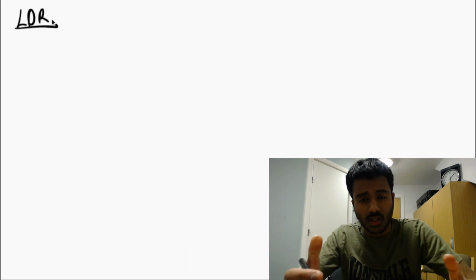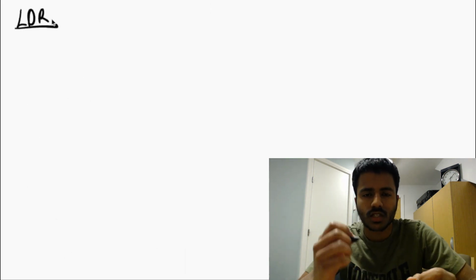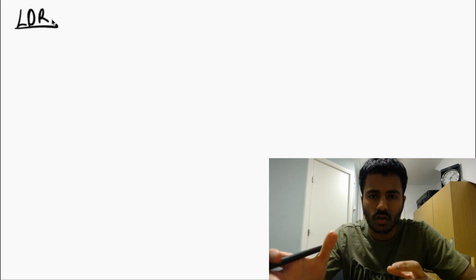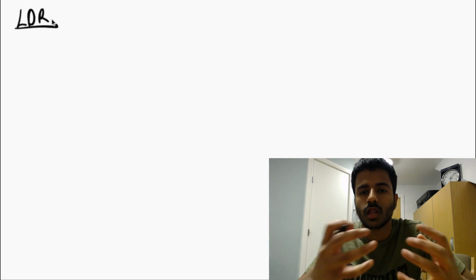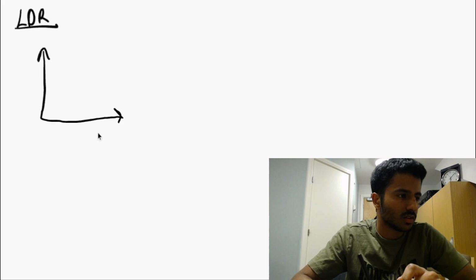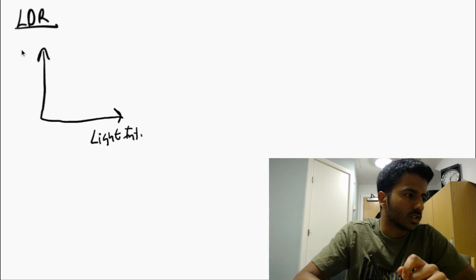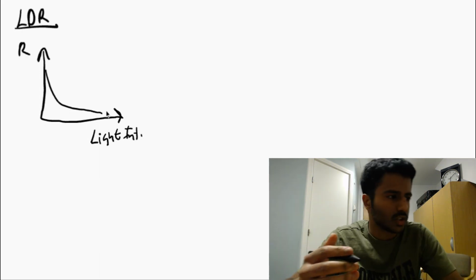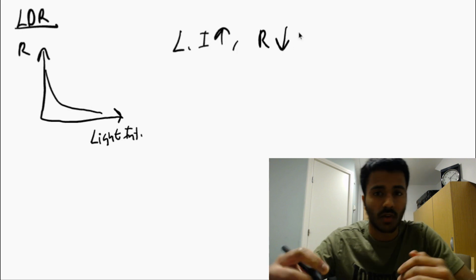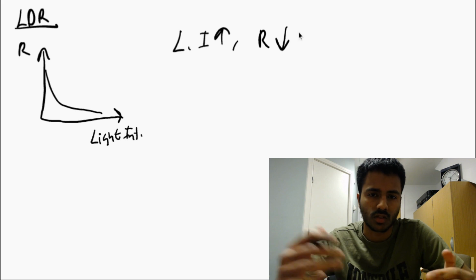Now the next component is something called an LDR, and this is almost identical to the thermistor, except the thermistor is to do with temperature, whereas an LDR is to do with light intensity. If you were to plot a light intensity versus resistance graph, you will get the exact same graph. As light intensity increases, the resistance decreases, and vice versa. As light intensity decreases, resistance increases.